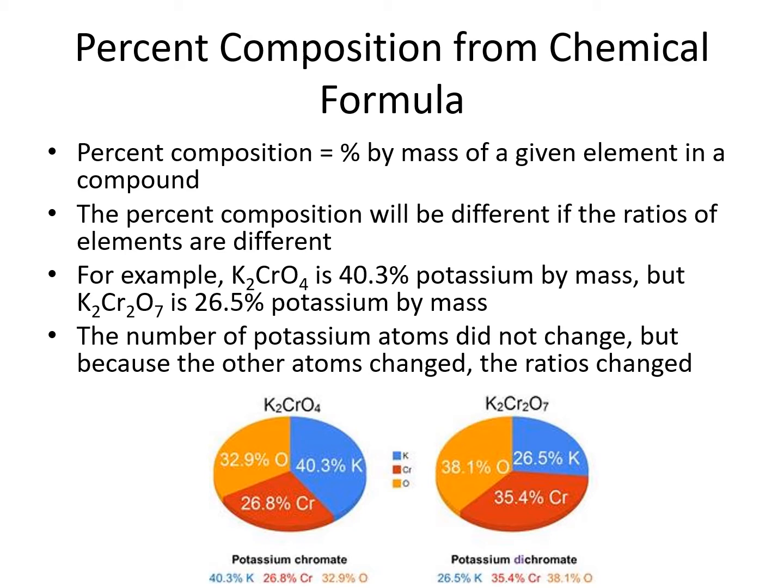Whereas with potassium chromate, the chromate is a smaller ion, and so the potassium makes up a larger percentage overall of the mass of the compound. So the number of potassium atoms did not change, but the percent composition did change because the ratios changed.